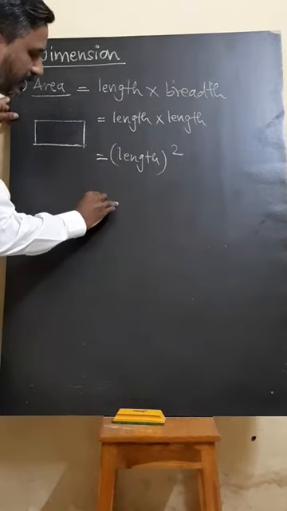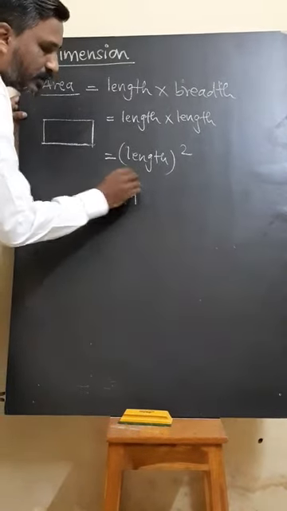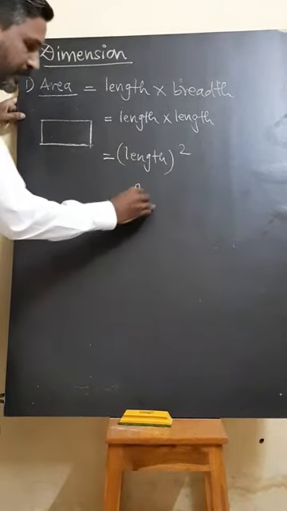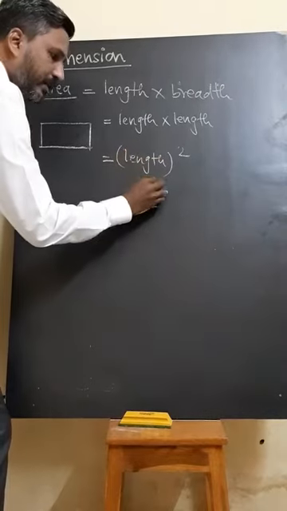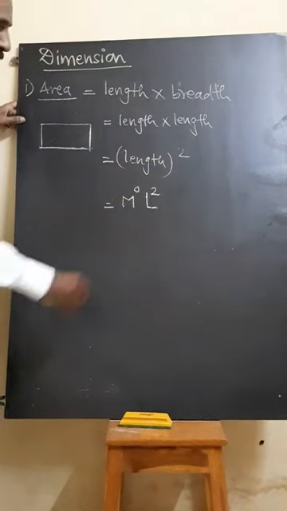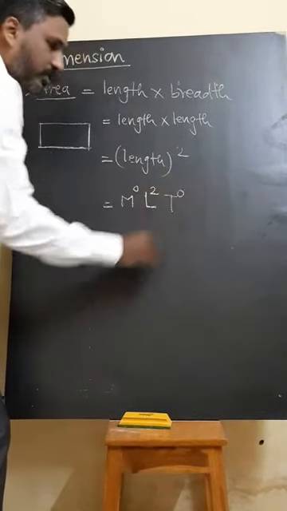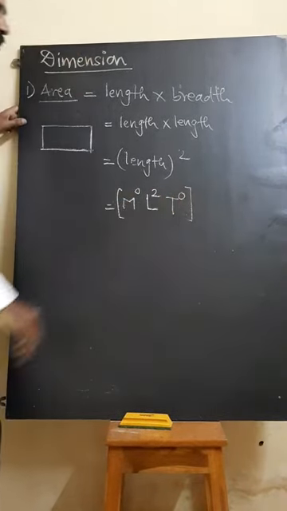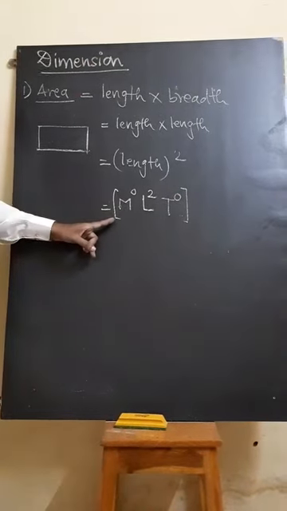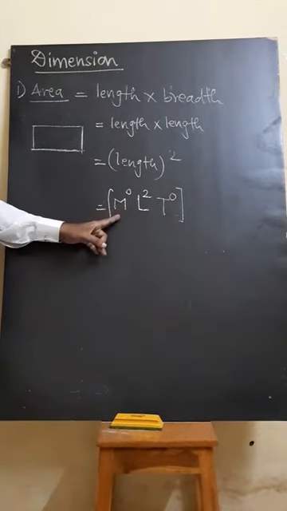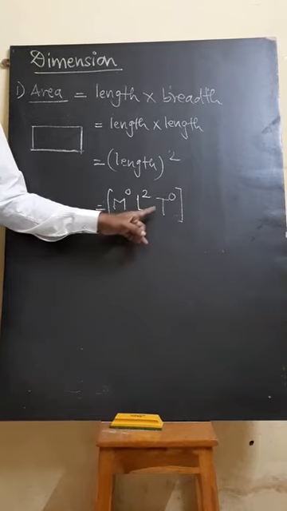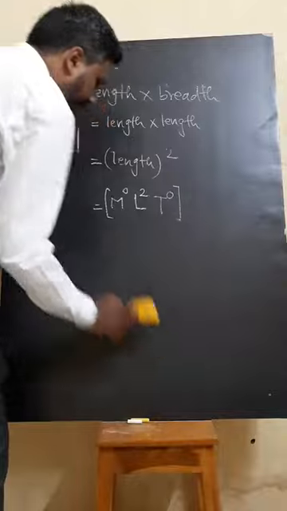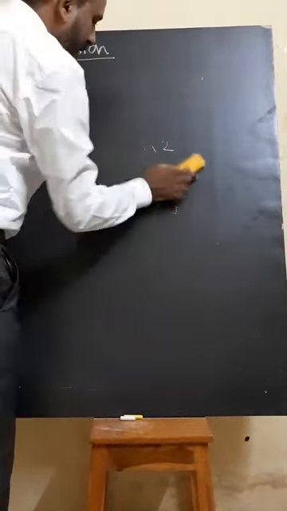So the dimensions of area become: there is no term related to mass, therefore M raised to 0. There are two terms related to length, so L raised to 2. There is no term related to time, so T raised to 0. Again, we express this in a square bracket, and the dimensions of area are M raised to 0, L raised to 2, and T raised to 0. Now see one more term, that is volume. Take one more example.